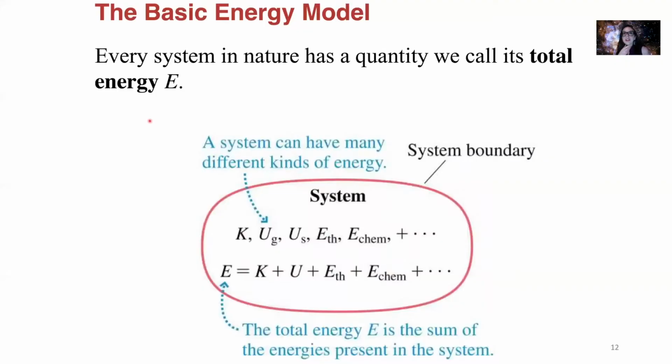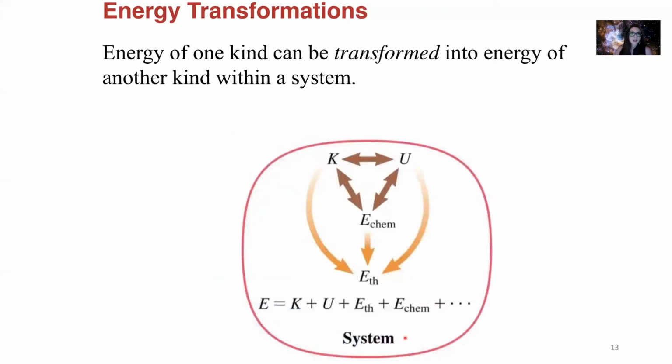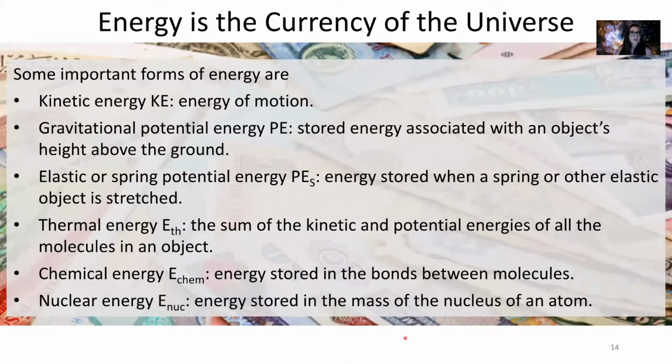Every system in nature has a quantity we call its total energy. When I talk about a system, just take anything around you and draw a boundary around it. Everything within that boundary you can call your system. The total energy of this system is the sum of all the energies present inside that system, and energy can be transformed from one type of energy into another type of energy within this system. Energy is the currency of our universe.